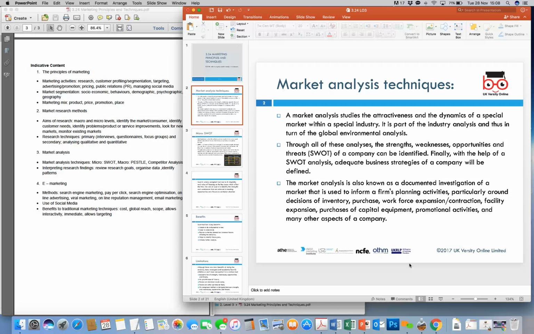Now, these are different types of market analysis techniques that we use depending on the situation, what type of factors you're going to study or analyze, and whether it's something which is affecting the organization from an internal perspective, or is it affecting the organization or business from an external perspective. So micro and macro environment.